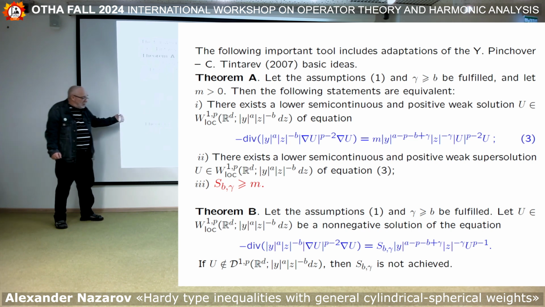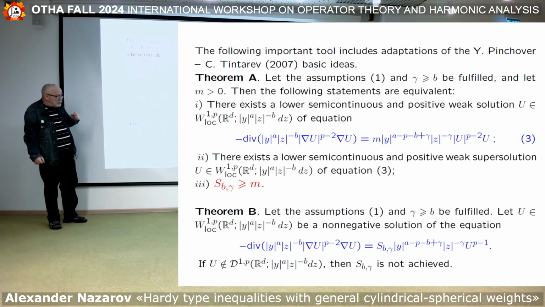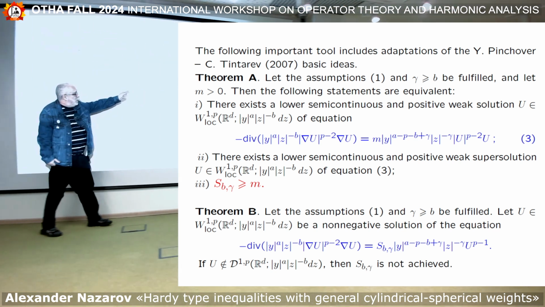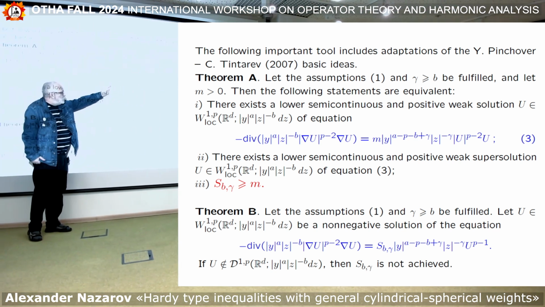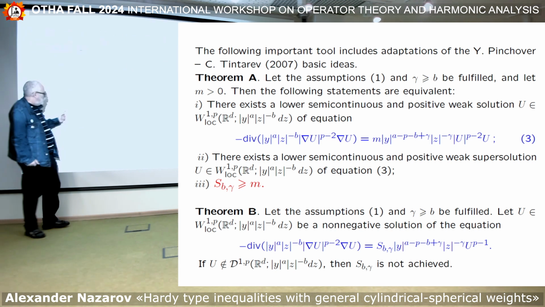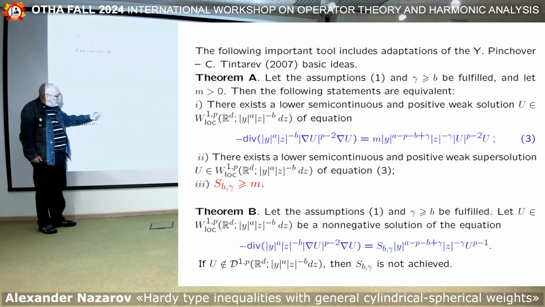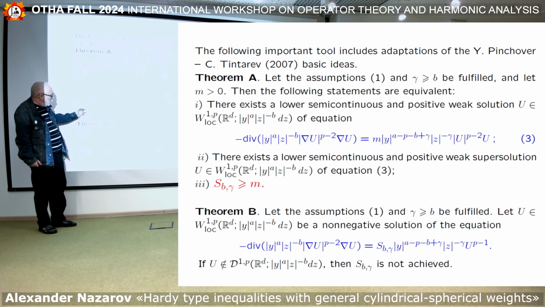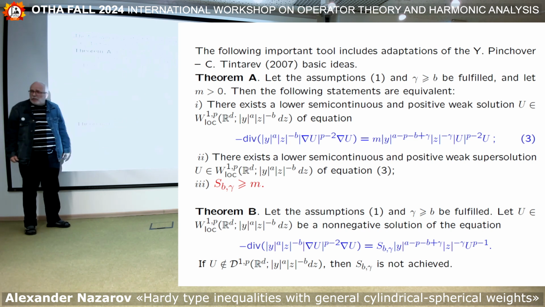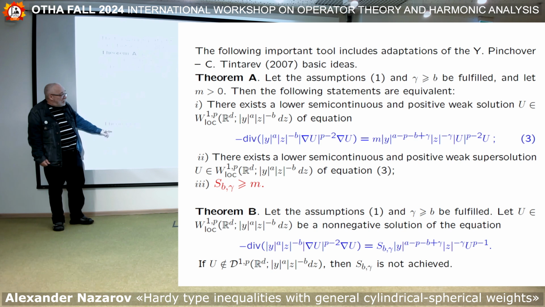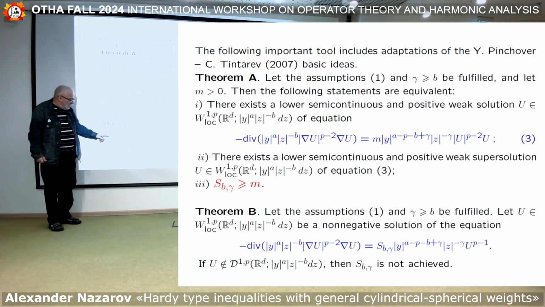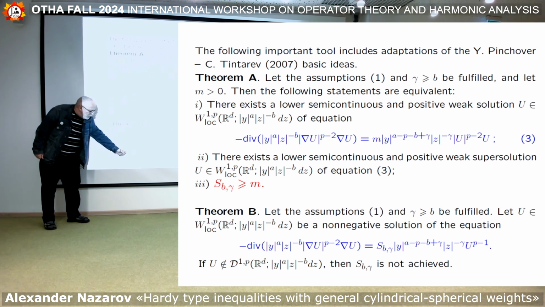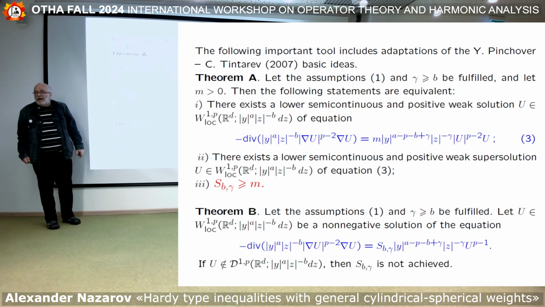And the second theorem is as follows: if we put here just the sharp constant, then surely this holds. If m is equal to this S, so we have a positive solution. And let capital U be this positive solution. If it is not in the energy space, then this sharp constant is not achieved.